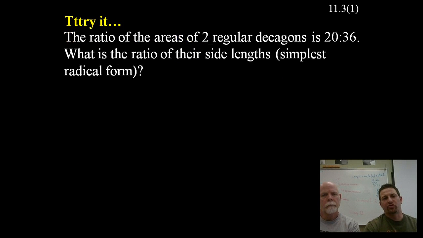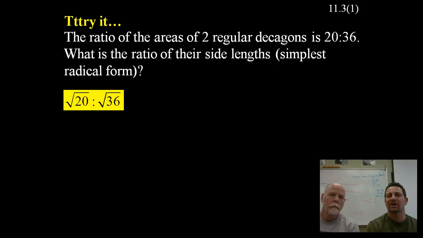Now we're going to try it a little bit here. It says the ratio of areas of 2 regular decagons is 20 to 36. What is the ratio of their side lengths? This one starts off saying area ratios, so we're going backwards. You really got to pay attention to what's being said here, because to go from area back to sides, we have to do the opposite of squared, which is square root, and a lot of you guys are going to miss that. What is the ratio of their side lengths in simple radical form?